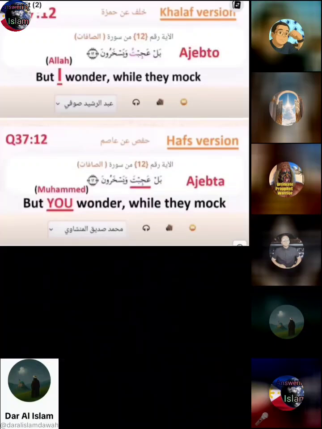We all would like to ask you this. On the screen, in the host screen, we can see Ajibtu and Ajibta in both Hafs and Warsh. Just give an answer: which is in the original text of Uthman? Is it in the Uthmanic text?